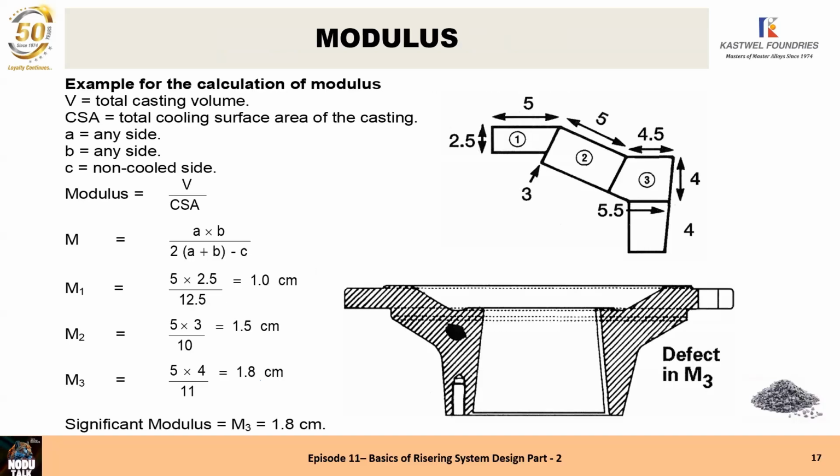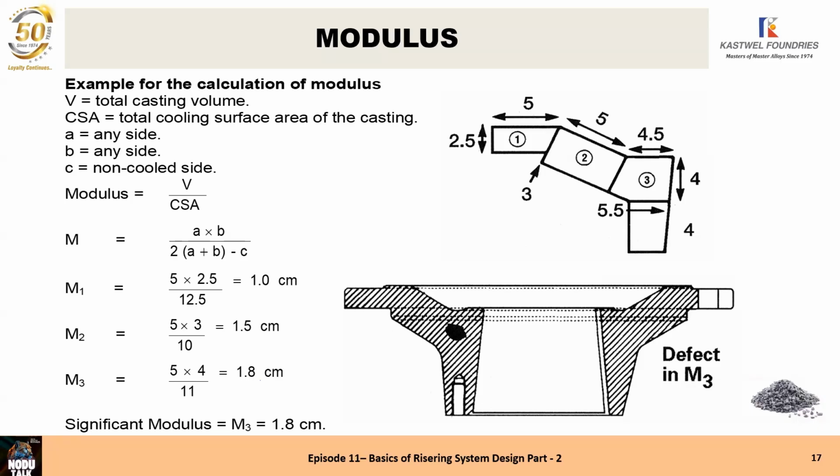You are going to hear this word again and again, the modulus of the riser, the modulus of the neck. These are the parameters which will help us in designing the risers. For example, modulus is defined as the total volume of the casting divided by the total cooling surface area of the casting. You see the formula given for modulus at the bottom. Volume of the casting, total volume of the casting divided by the total cooling surface area of the casting.